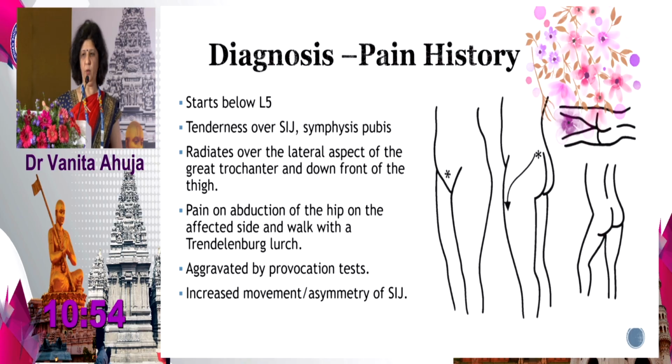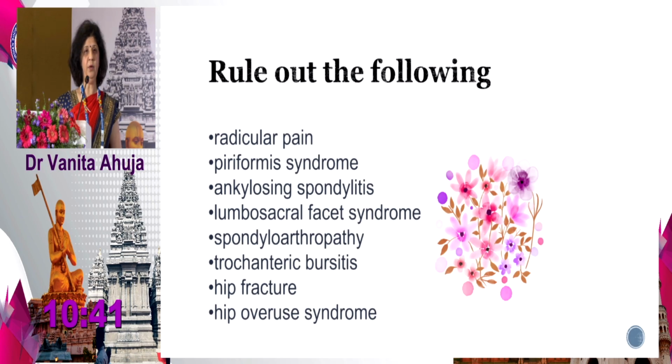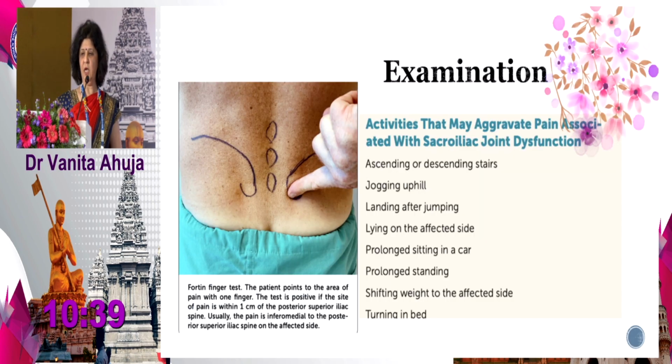So just a few points about sacroiliac joint pain. It starts below L5. Tenderness can be felt at the SI joint, which is Fortin's point, and the pain radiates onto the lateral aspect. Pain occurs on abduction and is aggravated by provocative tests. We will rule out all these differentials. This is the Fortin's finger test. The patient would point to these points, just a little low or medial to the posterior superior iliac spine.